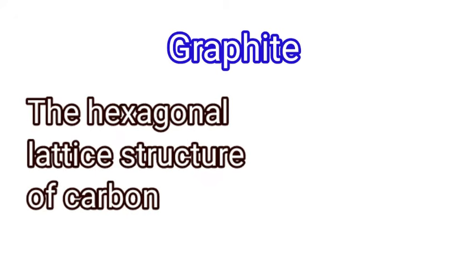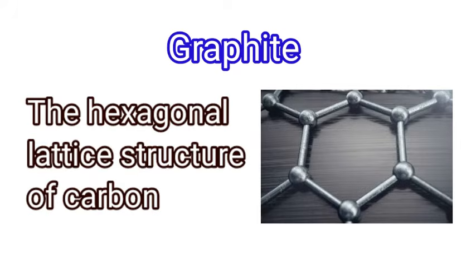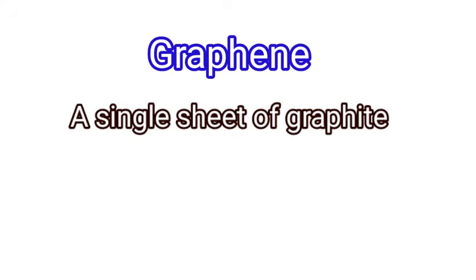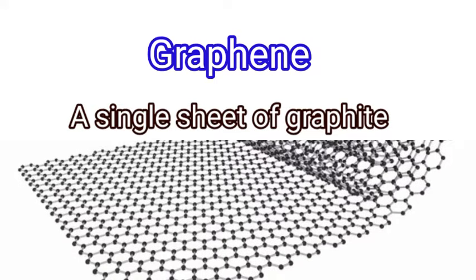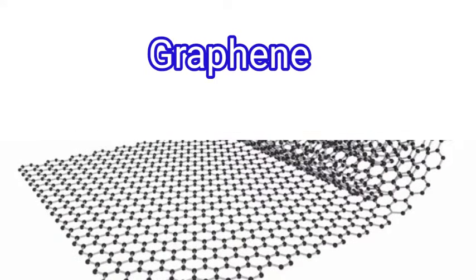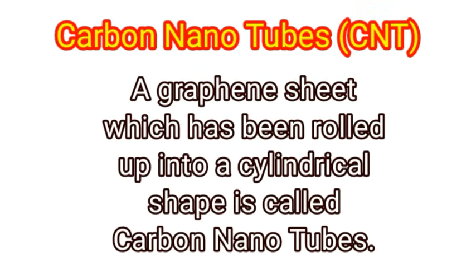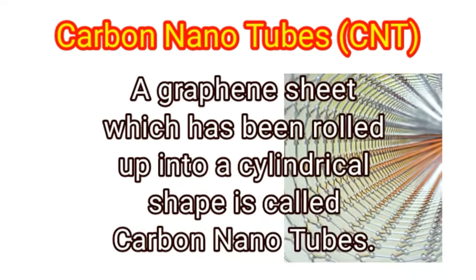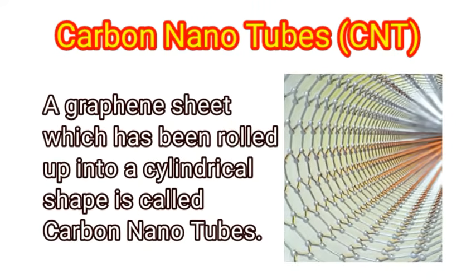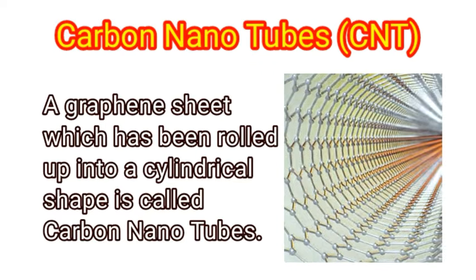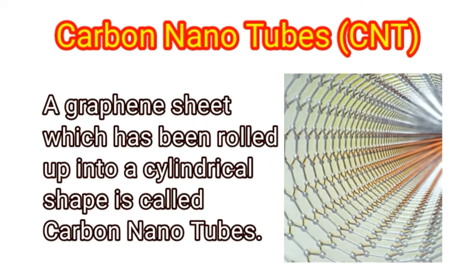Before going to discuss carbon nanotubes, we should know what is graphite. Graphite is the hexagonal lattice structure of carbon. Also, we should know what is graphene. Graphene is a single sheet of graphite. Now we will see what is carbon nanotubes. Carbon nanotubes are the graphene sheets which have been rolled up into a cylindrical shape to form a tube-like structure.